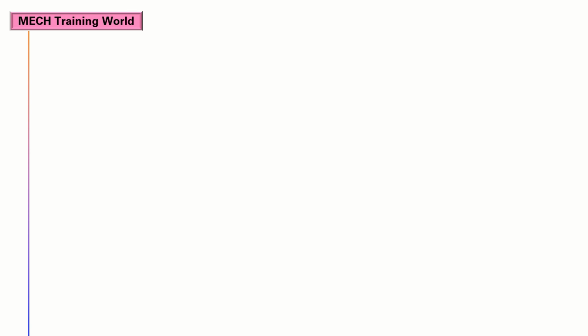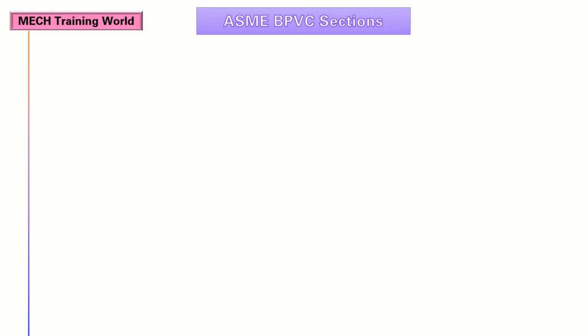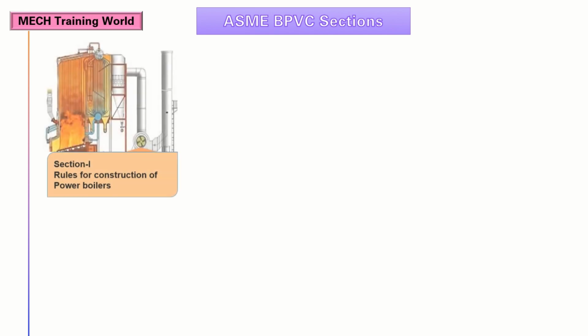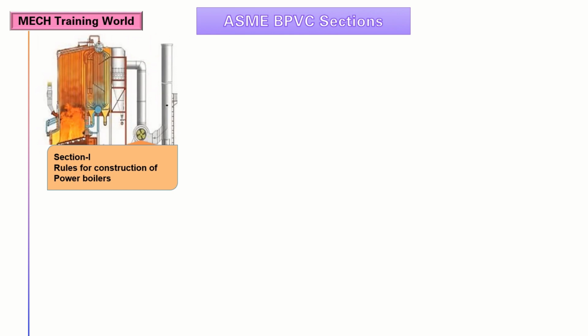In the last lecture, we discussed the evolution of ASME BPVC and some key points of the forward sections. So today we will discuss the different ASME BPVC sections we are following right now for different applications. So let's go into the topic, guys. The very first one is Section 1, that is rules for construction of power boilers. ASME created this code for power boilers which are in direct contact with fire.